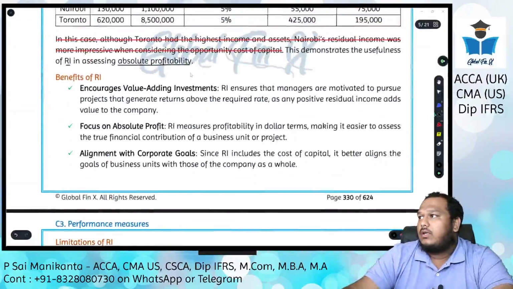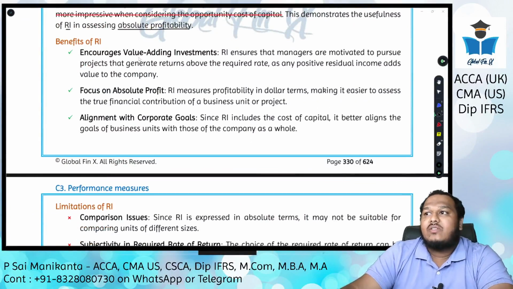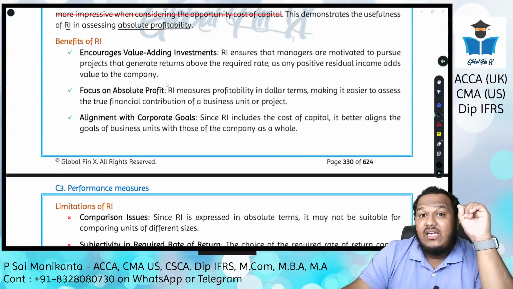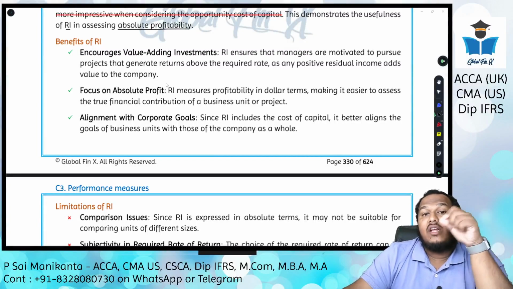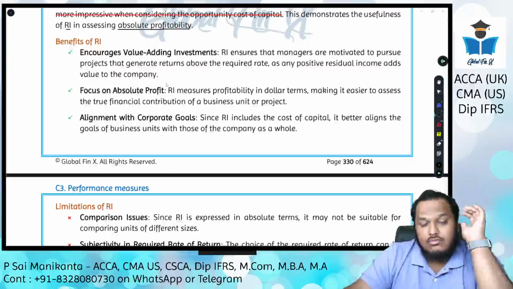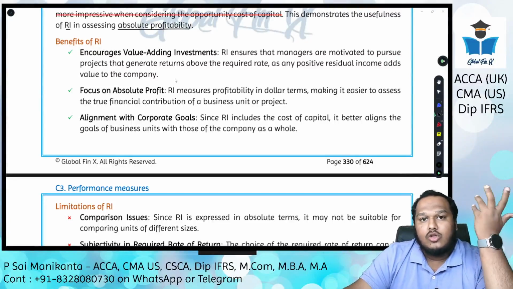All right. So there you go. Benefits of RI. What are the benefits? It encourages value adding investments. Sir, any investment which has a positive RI. I'm giving you a single sentence. Any proposal that gives a positive RI means the returns are higher than what is expected. You should invest in that. End of discussion. No other thoughts to be there.